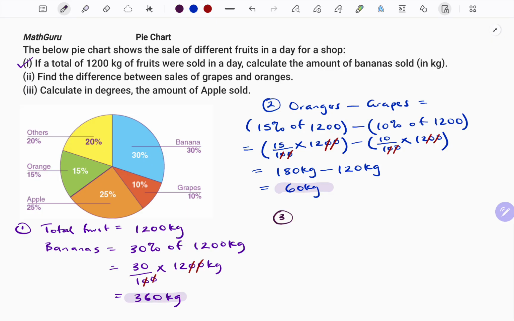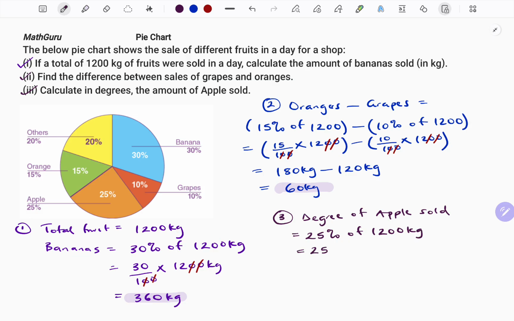So the last part of the question says, calculate in degrees the amount of apples sold. So to do that in degree, I'll start by finding the kilogram, the value of the amount of apples sold. I have that as 25%. So I first of all need to find 25% of the total fruit sold, 1,200 kilogram.